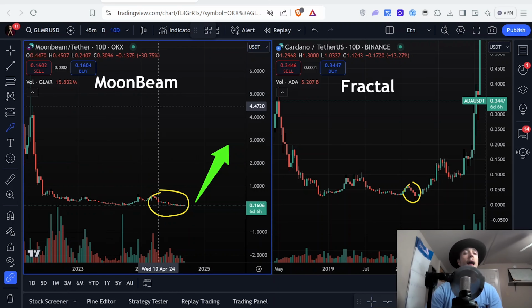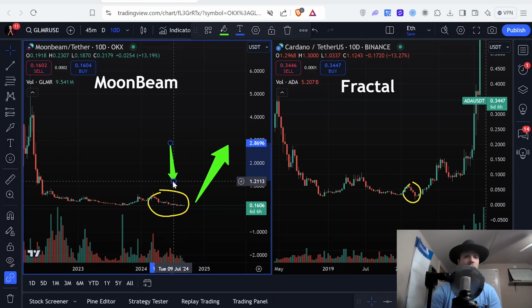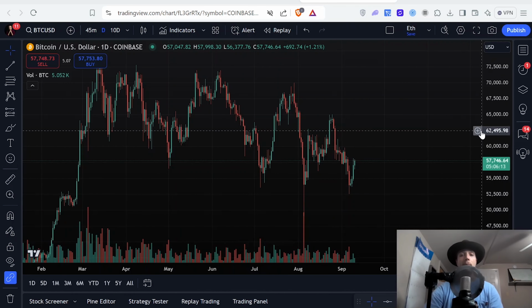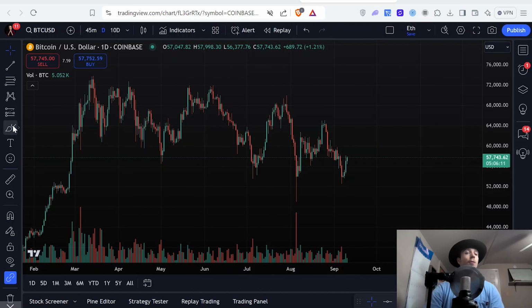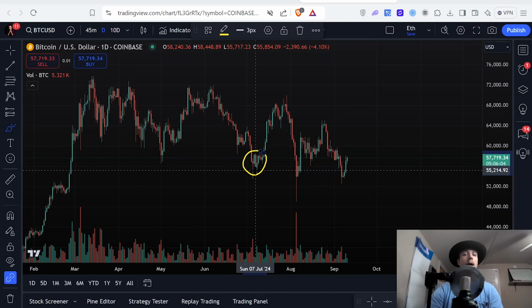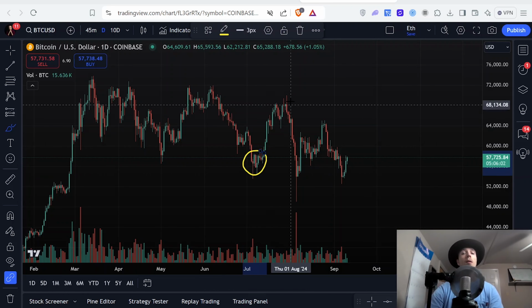So I do think that is the final capitulation event on Moonbeam. This is exactly what happened to Bitcoin recently. A lot of people thought this was the bottom on Bitcoin, and even I was considering this to be a potential bottom. Price went all the way back up to about 70,000 and went for one more lower low. So that's what a capitulation event is.